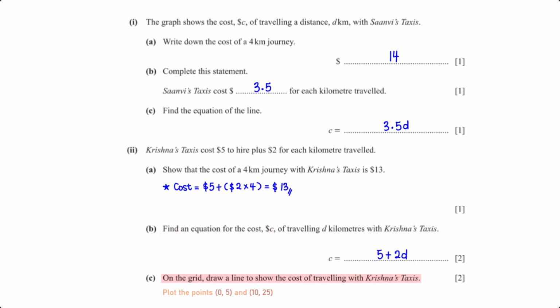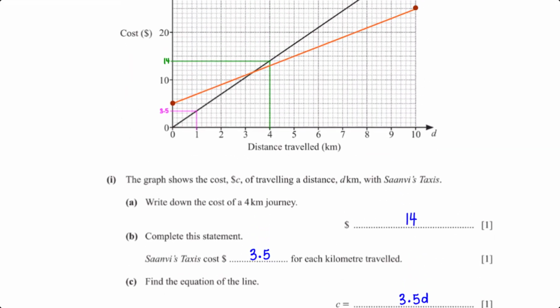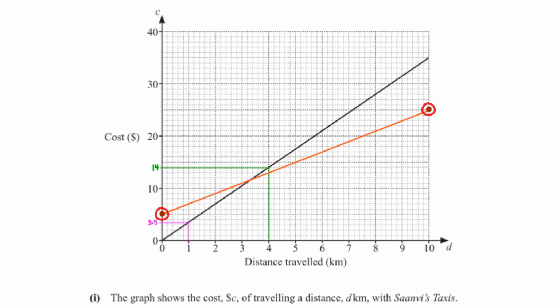On the grid, draw a line to show the cost of traveling with Krishna's taxis. To be able to draw a straight line, we need to know at least 2 points on the line. When we plug in D equals 0 into the equation we got in the previous question, we get C equals 5. So our first set of coordinates is (0, 5). When we plug in D equals 10 into the equation, we get C equals 25. So our second set of coordinates is (10, 25). On the grid, we plot these 2 points and connect the points with a straight line.